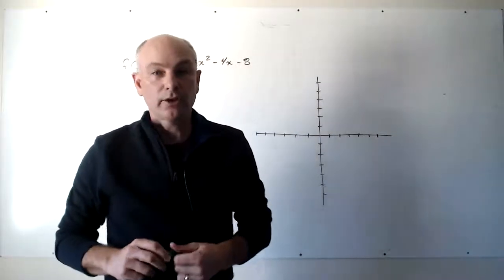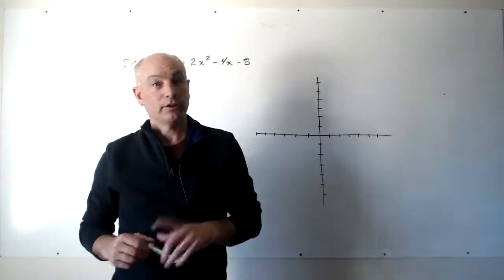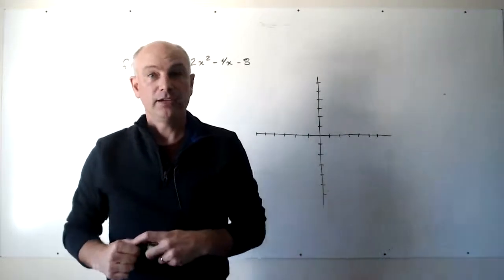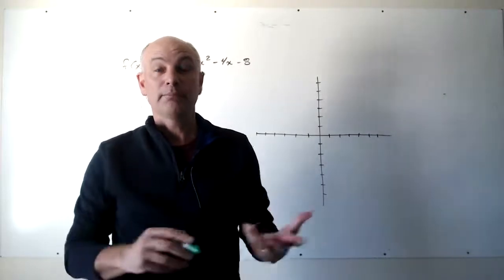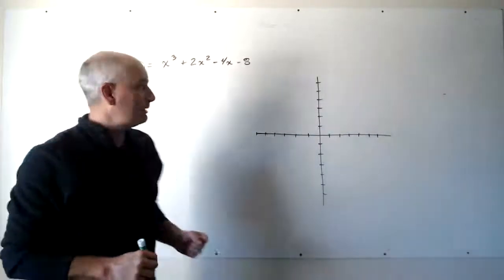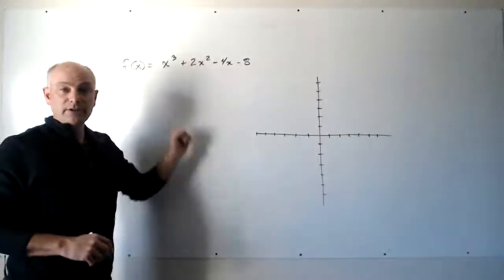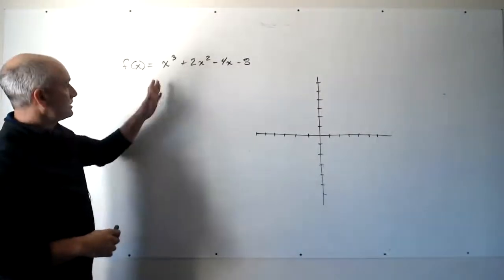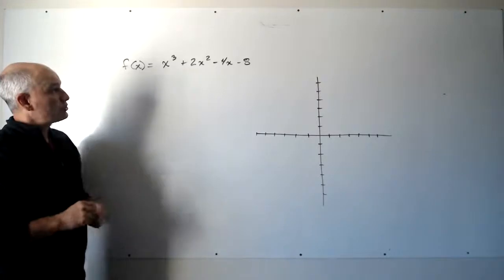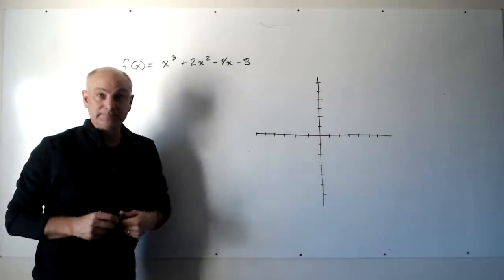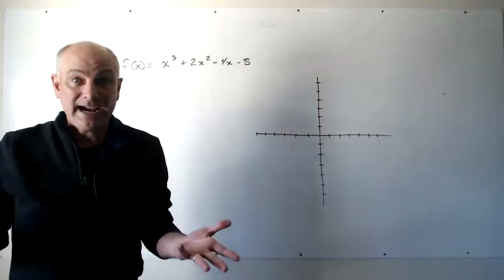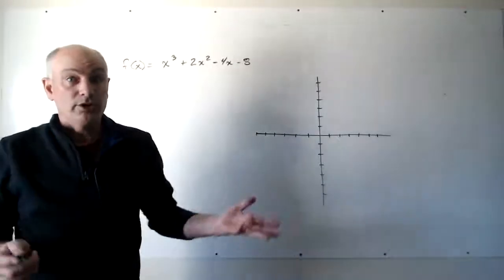Today we are looking at section 2.4, the first day of 2 days of factoring polynomial functions in order to get them graphed. Now behind me, we've got a function here. F of x is equal to x to the third plus 2x squared minus 4x minus 8. And we're going to be asked to factor this in order to get this done.